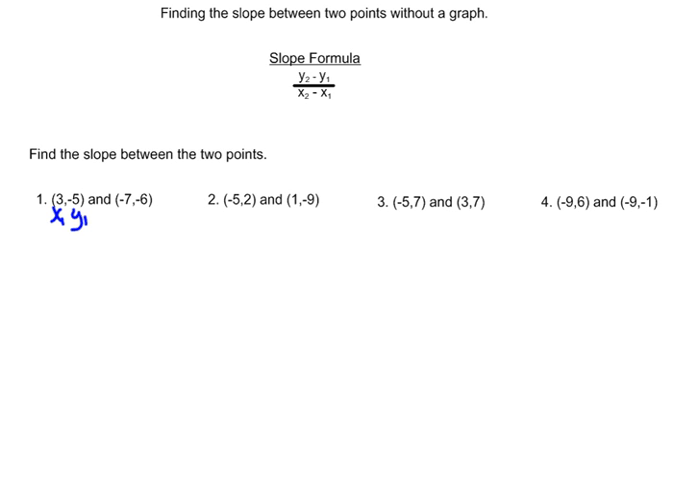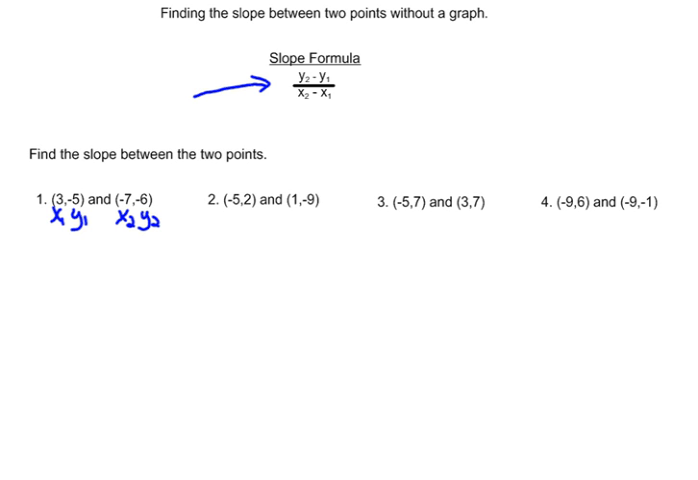And then we look over our second point. Well, the ones that I just labeled, the x1 and y1, tell me that that was my first point. So now I go over to my second point, and because it's the second point, it becomes x2, y2. Now, once I have these labeled, I'm simply going to plug it into my slope formula.